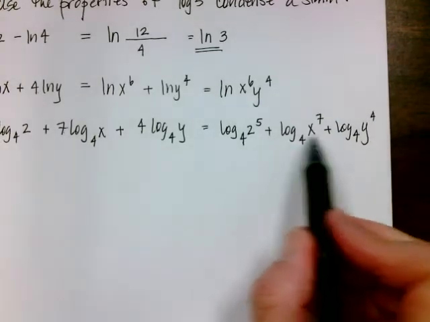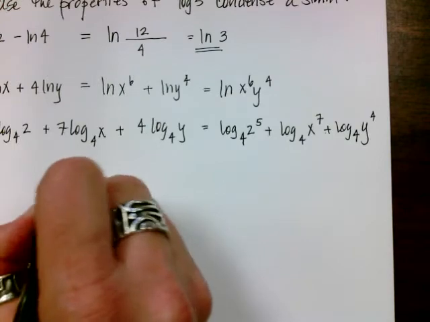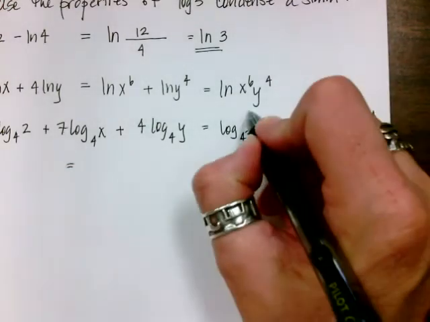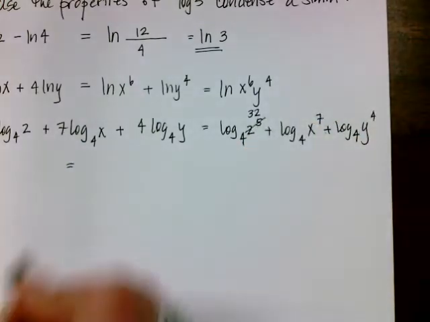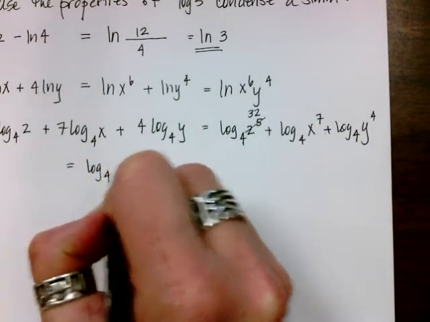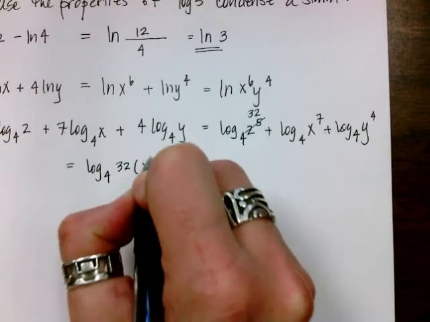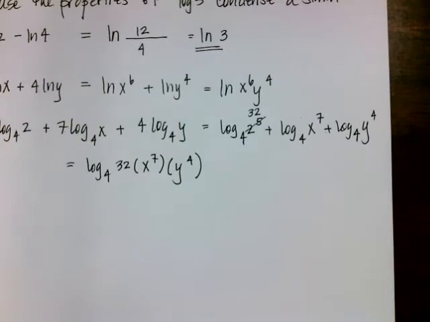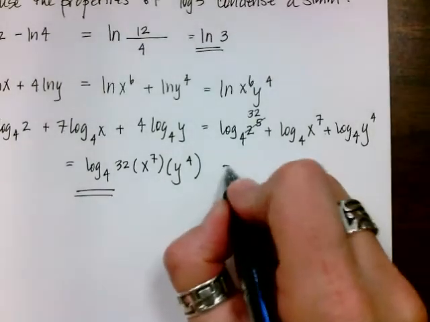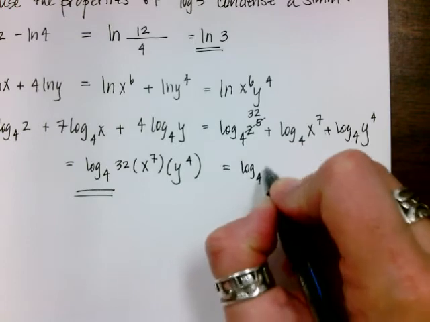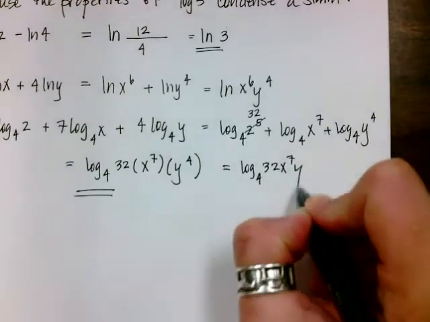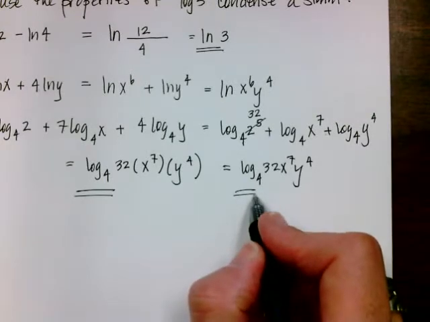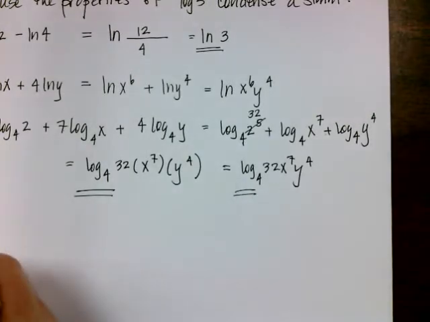So now I need to manage the multiplication. And 2 to the 5th, by the way, is 32, so I'm going to scratch that off and write a 32. So now I'm going to have the log base 4 of 32 times x to the 7 times y to the 4th. And then you could stop there. You could leave it like that, or you could rewrite it as the log base 4 of 32 x to the 7 y to the 4. So this would be my preference. Okay. Alrighty, I have one more of these.